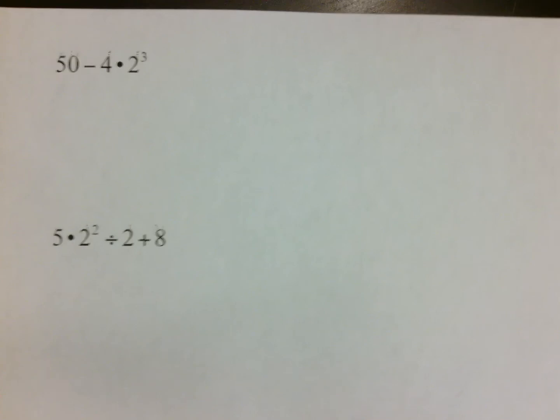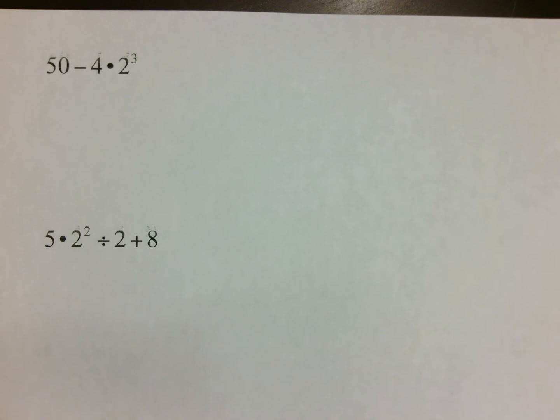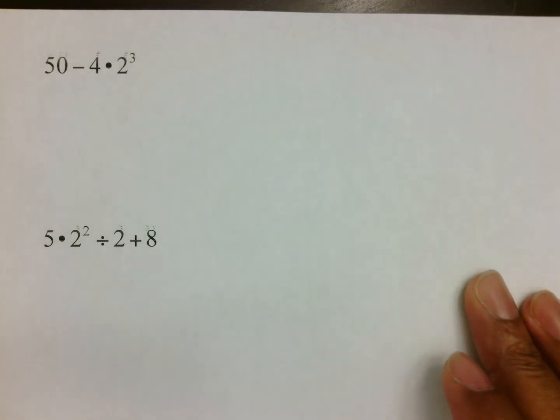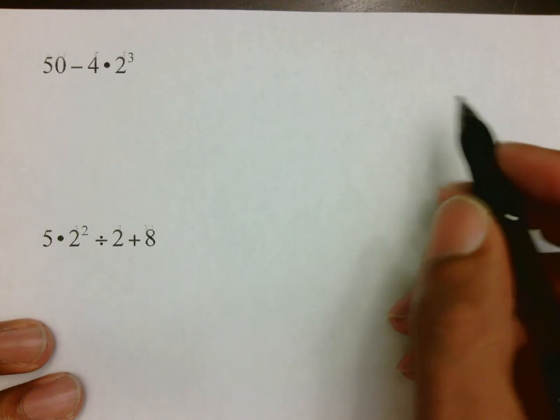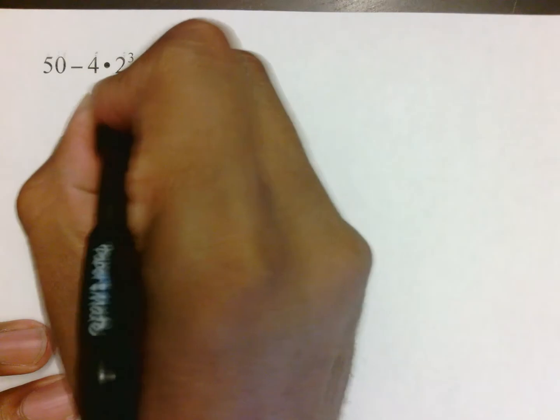So I've got 3 examples here to wrap up your lesson here today, and then from there you'll go get some practice and we'll see what happens. 50 minus 4 times 2 to the third power. Again, once you look at this, it looks different than yesterday because we have this part here.